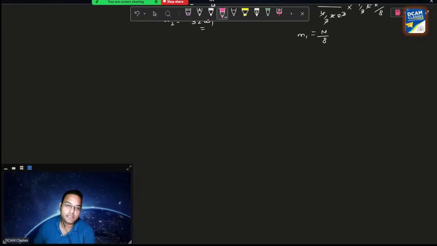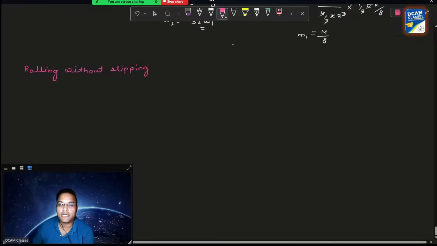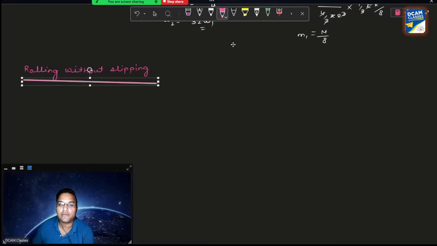The next concept is rolling without slipping. Rolling without slipping is a concept which comes under translation plus rotation. In this, you know very well about the translation part because you have studied kinematics very well, but you do not know much about the rotation. Basic, you know. It comes under translation plus rotation. One thing I forgot to tell you.